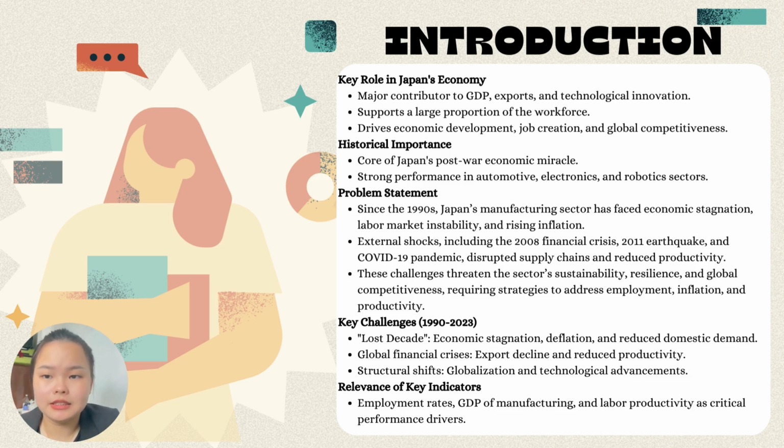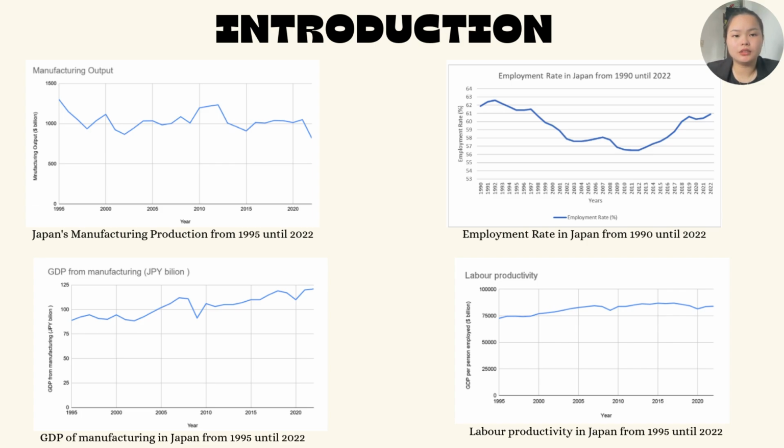Between 1990 and 2023, this sector survived critical challenges, like the 2008 global financial crisis, which caused a significant export decline and productivity loss. Key performance indicators such as employment rate, GDP contribution from the manufacturing sector, and labor productivity remain important in understanding the sector. Analyzing these metrics will help in crafting policy and strategy to enhance Japan's manufacturing sector competitiveness and long-term sustainability. So these are the trends for our topic.